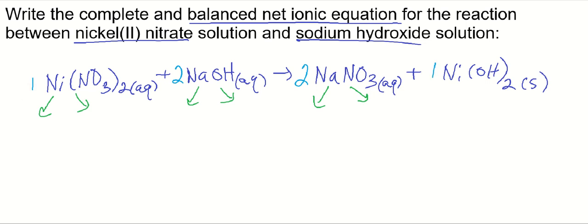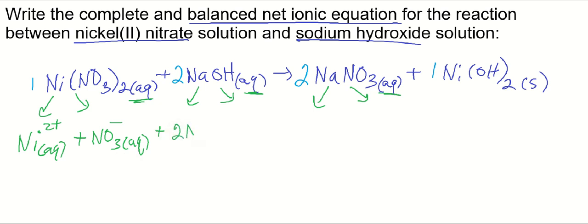Coefficients are right there. You didn't necessarily have to do that in that order, but this is the way I teach it in class, so I'm going to try to be consistent. All right, so we're going to write all the aqueous species as their ions. Ions have charges, don't forget the charges, and there's nickel, nitrate, it's going to have 1 negative charge. Indicate that it's all dissolved in water, put aq there.